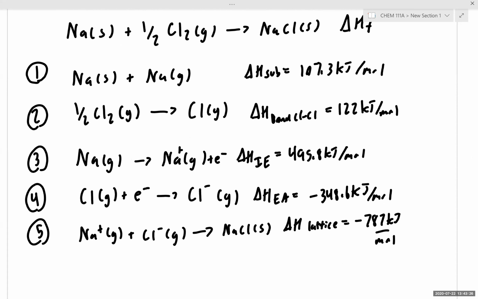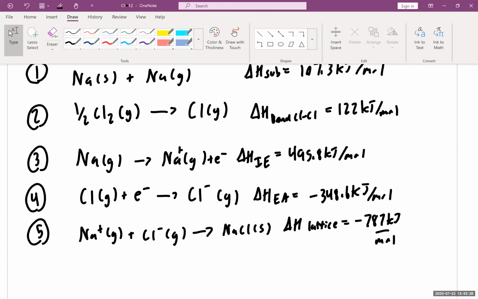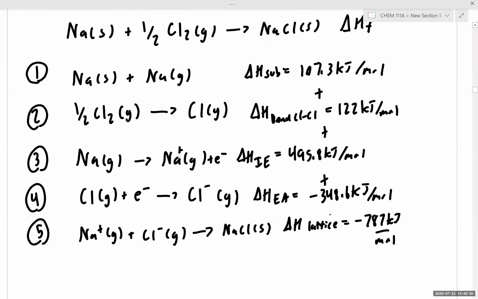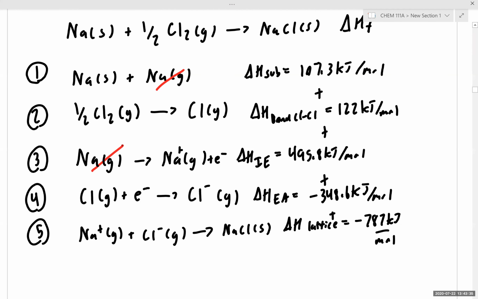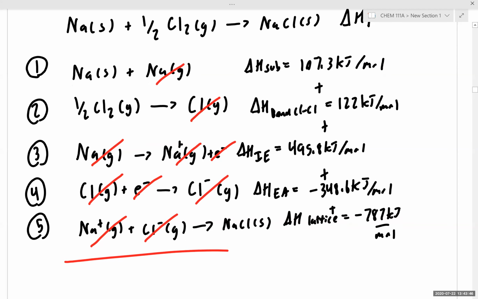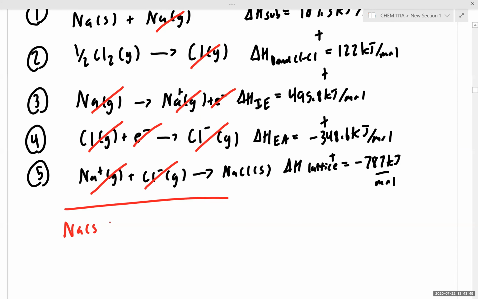Okay, so if we add each of our steps together and if we add each of our enthalpies together, we see that sodium in the gas phase cancels. Chlorine in the gas phase cancels, and both of our ions cancel, and we're left with our net equation of sodium solid plus 1/2 chlorine gas leads to sodium chloride solid.